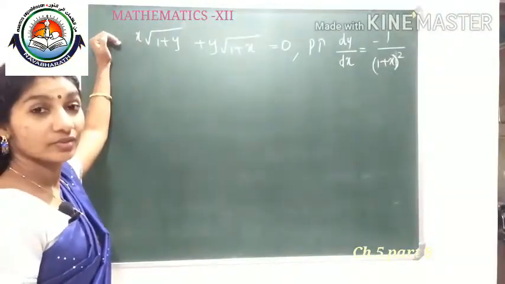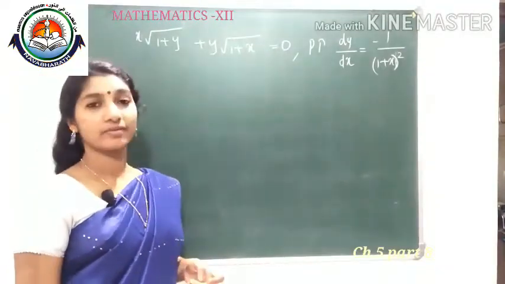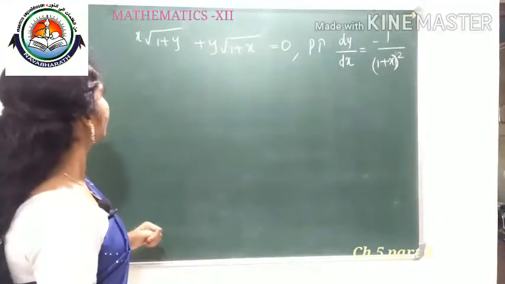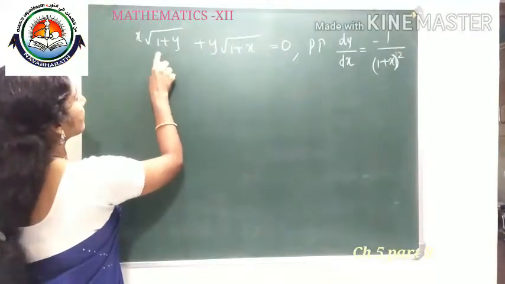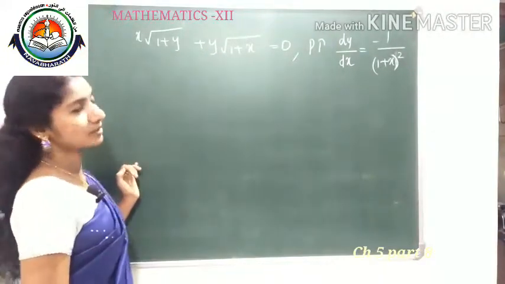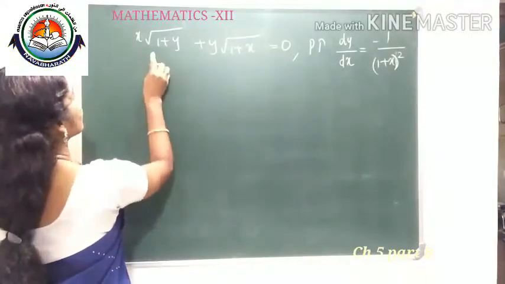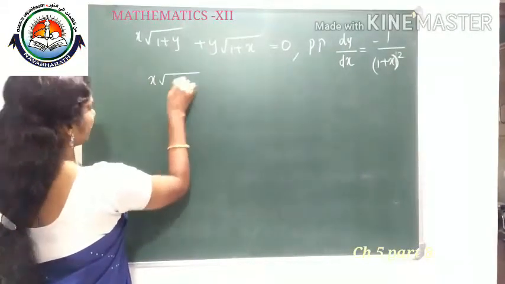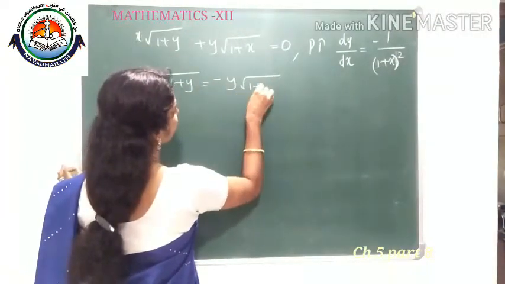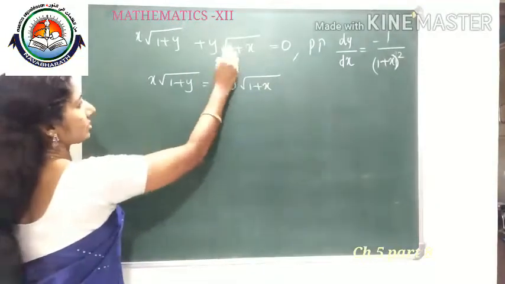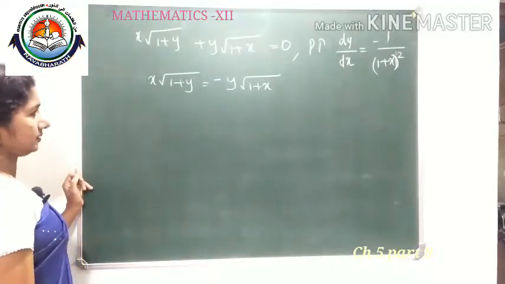x into root of 1 plus y, plus y into root of 1 plus x, equal to 0. We need to prove dy by dx is equal to minus 1 by (1 plus x) whole square. For that we need dy by dx. Directly you can do differentiation or we can make some arrangement, after that we can do. So I am taking x into root of 1 plus y is equal to minus y into root of 1 plus x. Took that term to that side.